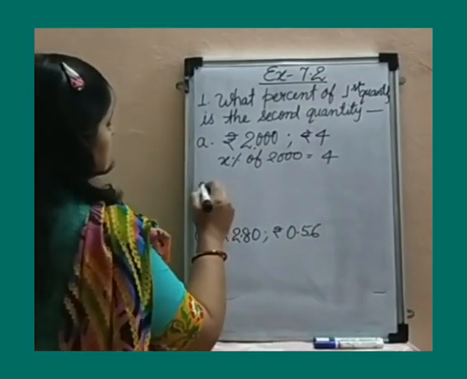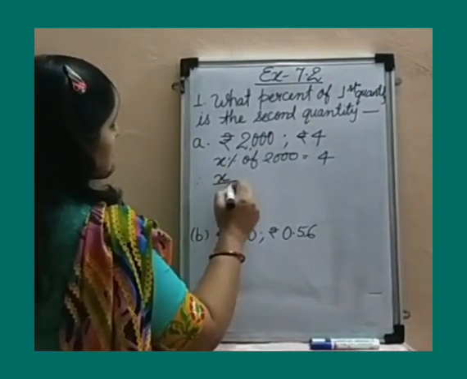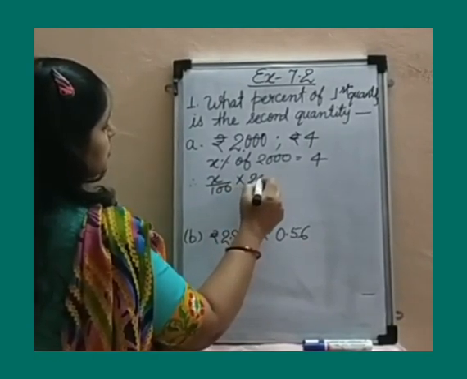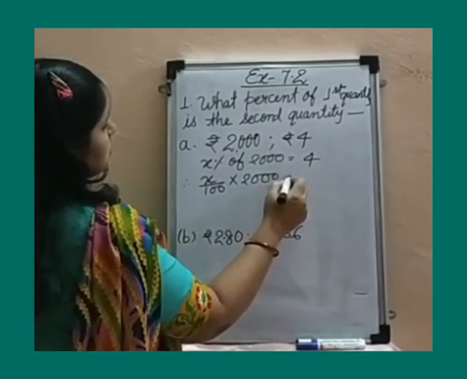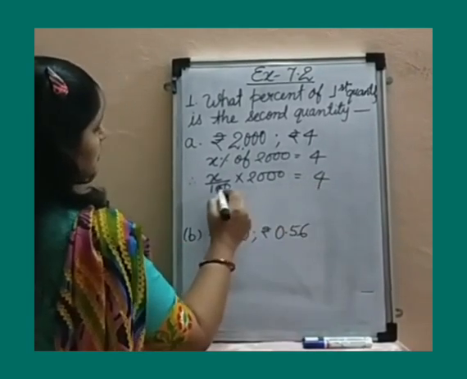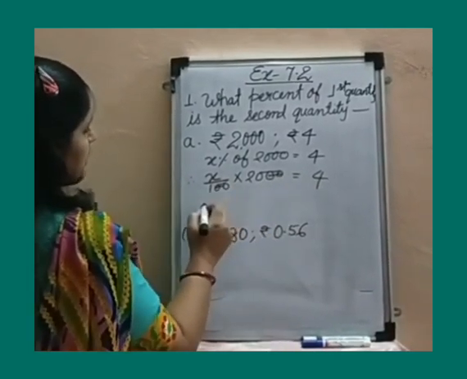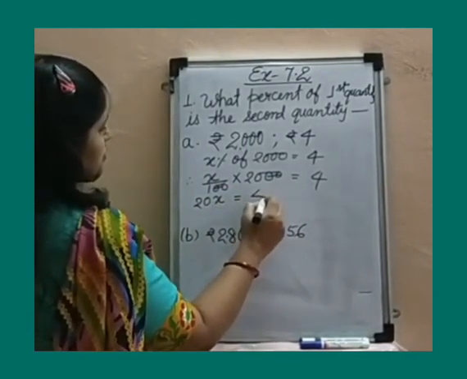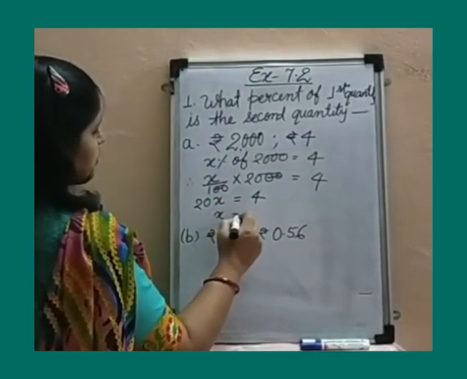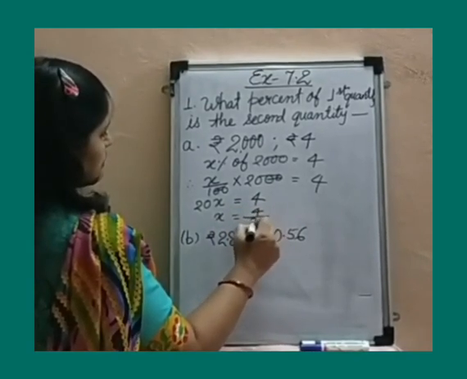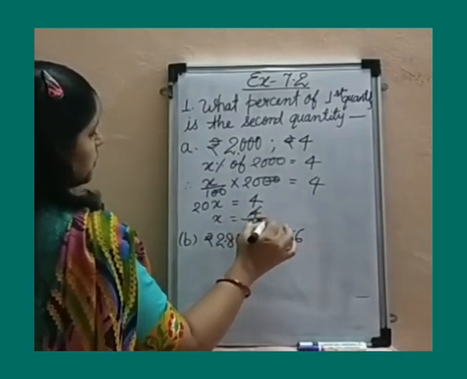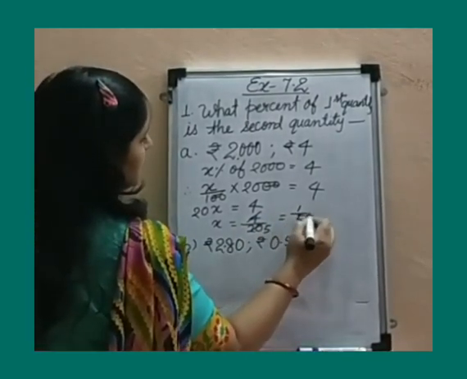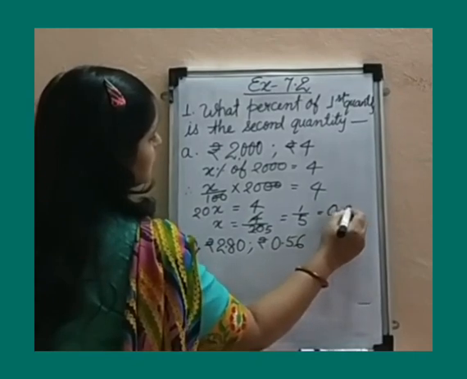X percent, we can write it as x upon 100. Of means multiplication. So x upon 100 times 2000 equals 4. Cancel 00 by 00. We have 20x equals 4. Now x equals 4 upon 20. 5 4s are 20. It means 1 upon 5. The answer is 0.2%.